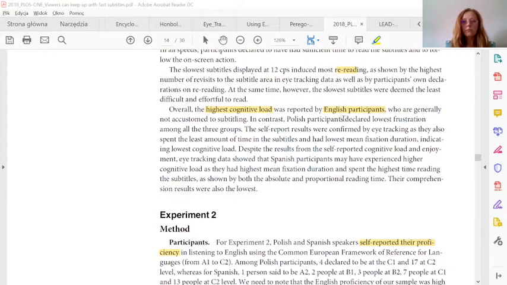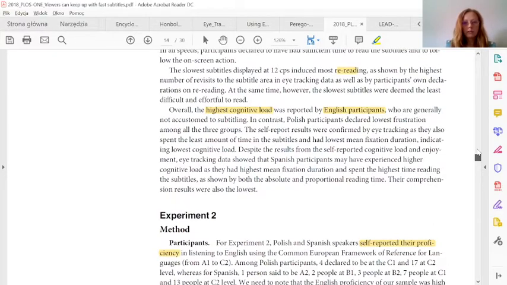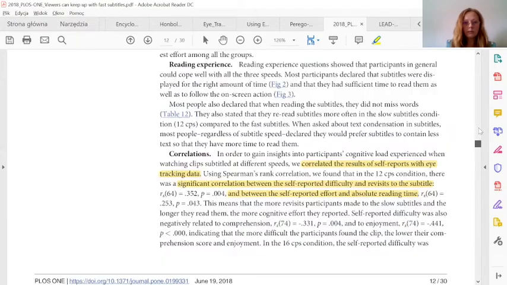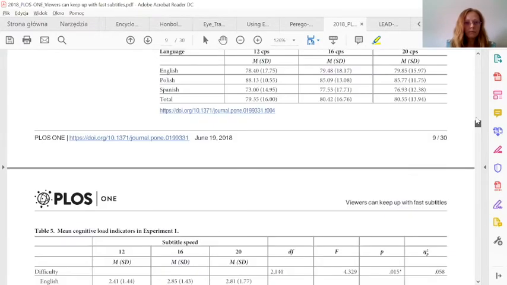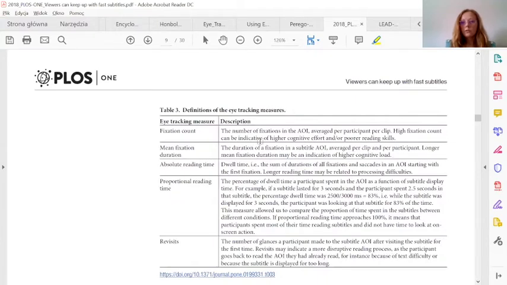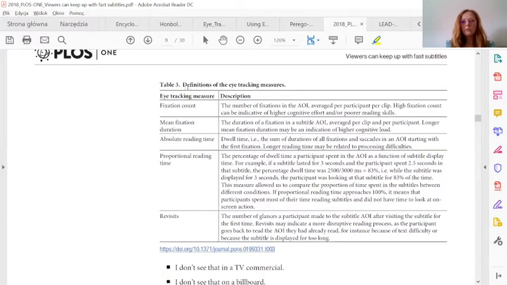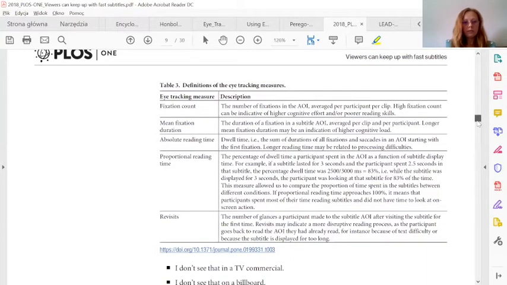Highest cognitive load was reported by English participants, right? This is the experiment 1. And I somehow skipped one important thing when it comes to the variables, because there were also these eye tracking measures, and they are well described here also. They're very important. And here revisits are well defined, right? So the number of glances a participant made at the subtitle area of interest after visiting the subtitle for the first time, etc., right? So this is an important part also, but unfortunately it is skipped, right?